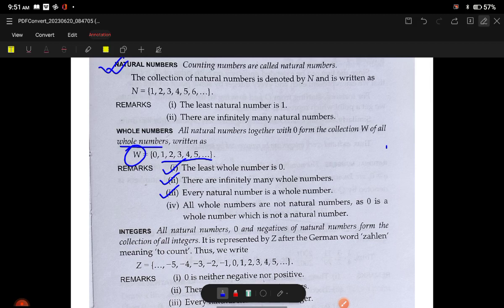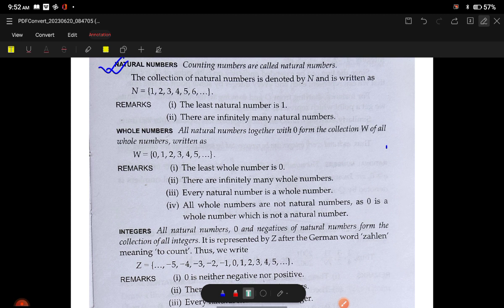You can see natural numbers go from 1 to infinity, but every whole number can't be a natural number, because 0 is in the whole number system, but 0 is not in the natural number system. So please take a note that all the natural numbers are whole numbers, but every whole number cannot be a natural number, right? Fantastic.